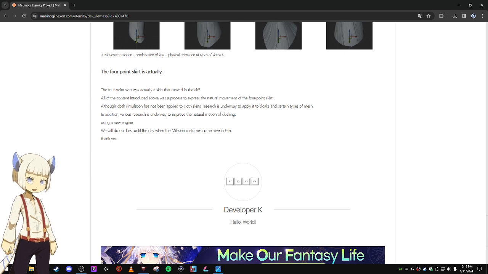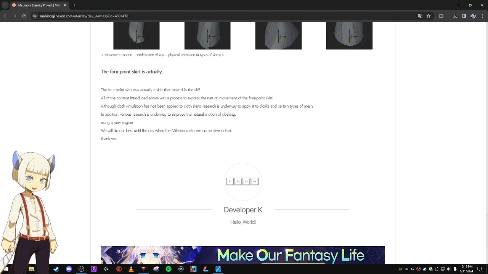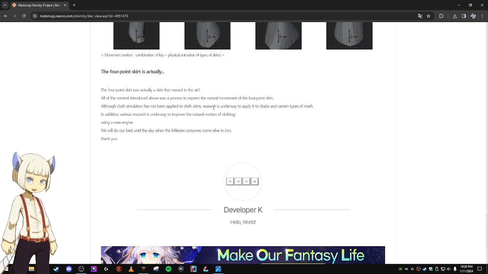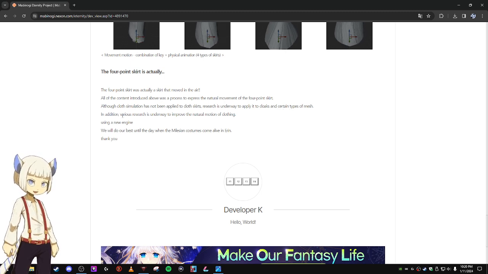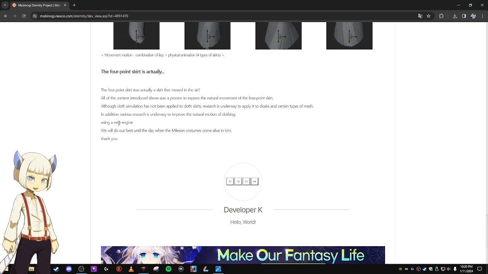The 4-point skirt was actually a skirt that moved in the air. All of the content introduced above was a process to express the natural movement of the 4-point skirt. Although cloth animation has not been applied to cloth skirts, research is underway to apply it to cloaks and certain types of mesh. In addition, various research is underway to improve the natural motion of clothing using a new engine.